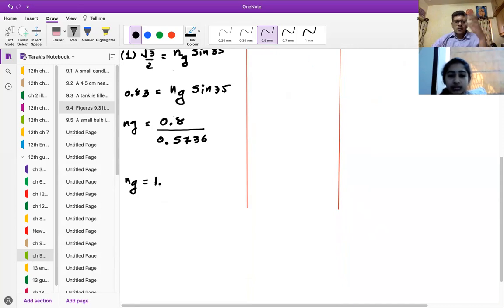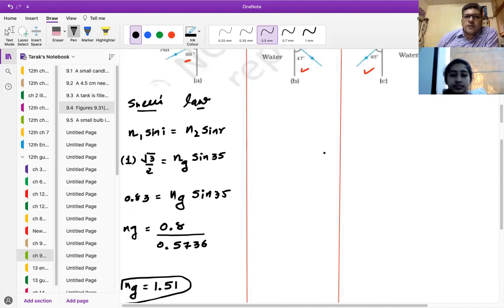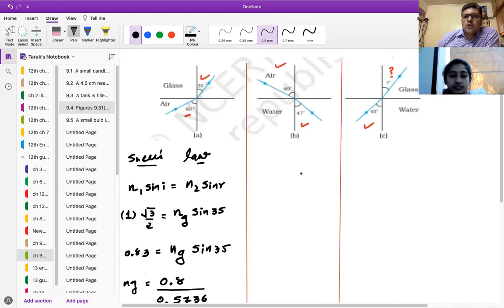Okay, so I have some of the values in front of me. 0.8 divided by 0.5 will give me what? 1.6. But the calculator is giving me 1.51. So my n of g is 1.51. Okay, so the calculator is giving me 1.51. Next value: air to water.